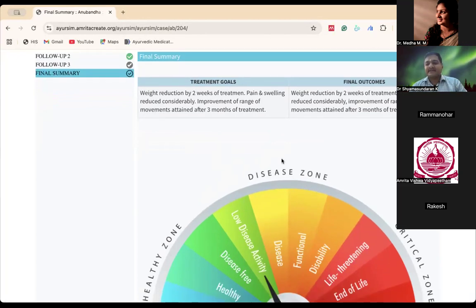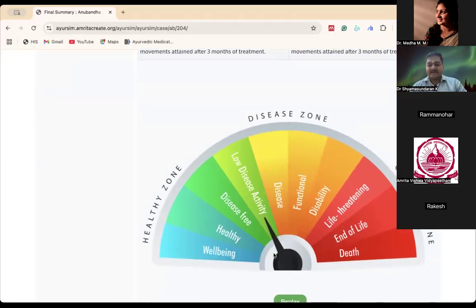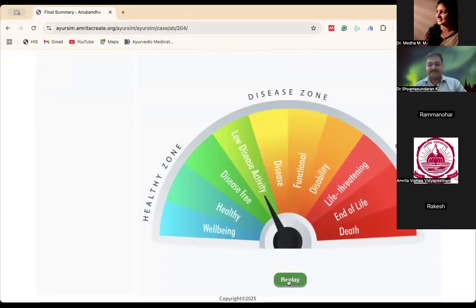So here is a very clear representation of where this patient has come from. Previously, it was a disease condition. From the disease condition, the patient after treatment has now moved to low disease activity. Still, there are more things to be done, right? Which can be done by giving more medicines or modifying the treatment, by which the patient may still achieve better things like a disease-free state or healthy state sometimes. So, these are all very important learnings that you get.